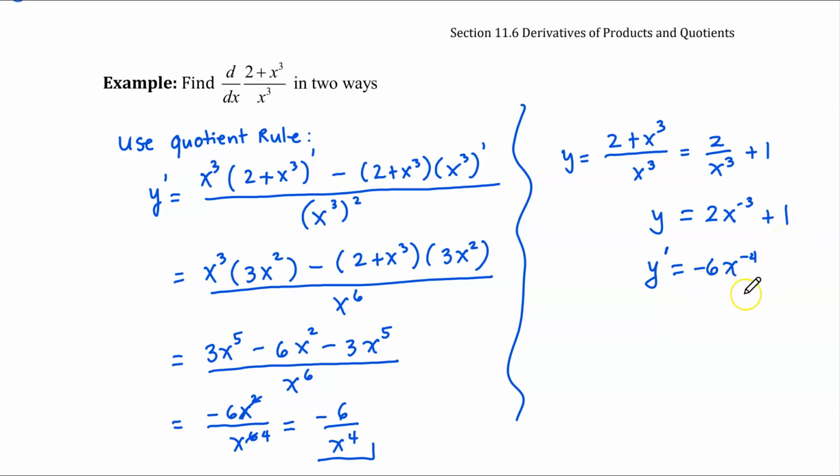Now, upon simplifying this is just equal to negative 6 over x to the 4th, which is the same as what we got using the quotient rule. Therefore, this means that whichever method you use to differentiate this expression here will yield the same result.